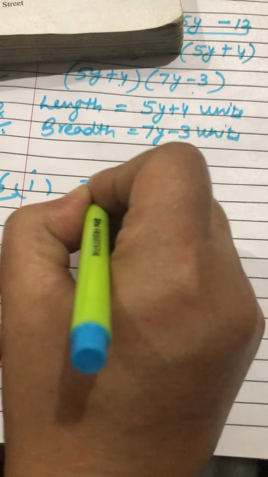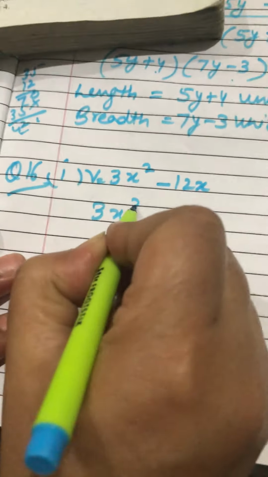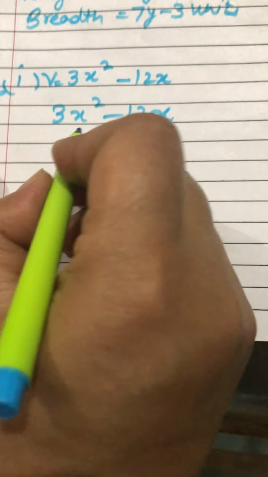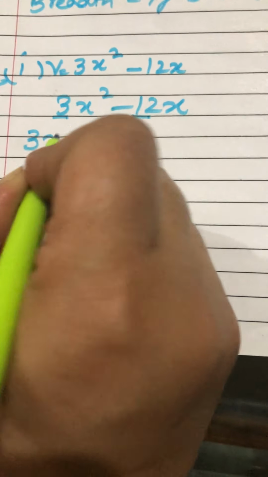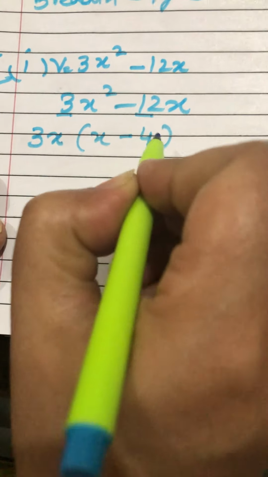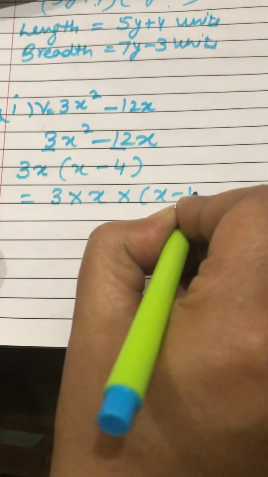First part, volume is 3x square minus 12x. Again we have to factorize it, we have to find its factors. So we can take out, you can see 3 is common and x is common. So we are left with x minus 4. So it can be written as 3 into x into x minus 4.